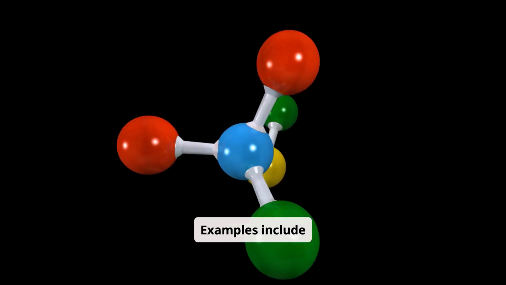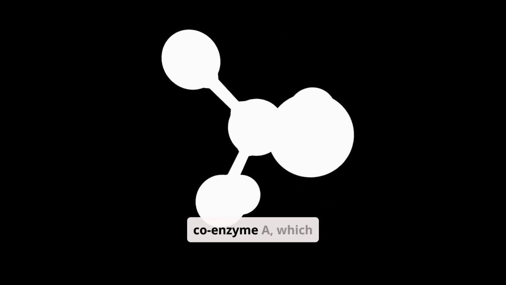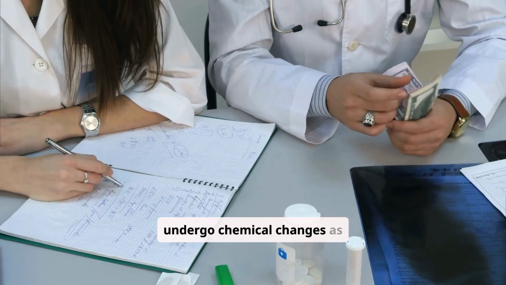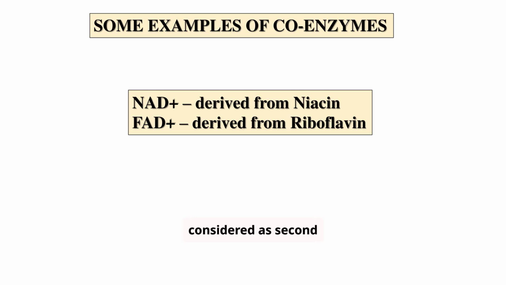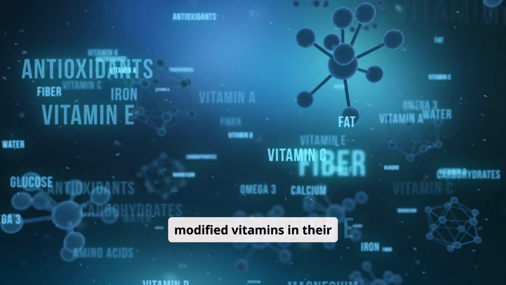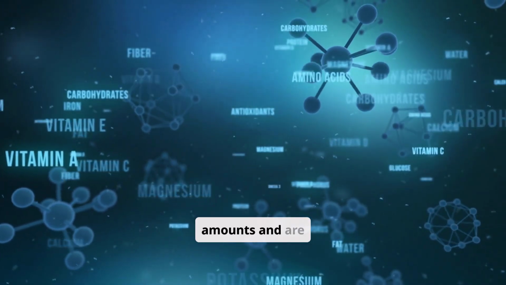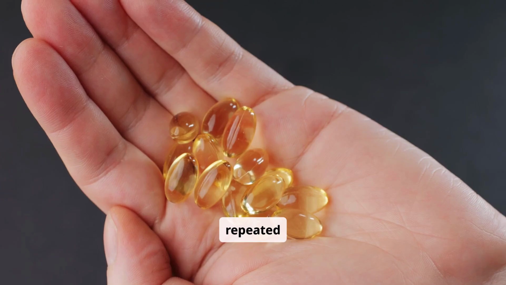Examples include NAD and NADP, which carry hydrogen ions, and coenzyme A, which carries acetyl groups. Coenzymes undergo chemical changes as a result of enzyme action. Coenzymes can be considered as second substrates in enzymatic reactions, primarily carrying electrons or small groups. Many coenzymes contain modified vitamins in their structures. They participate in enzymatic reactions in stoichiometric amounts and are regenerated to maintain their concentration in cells for repeated reactions.